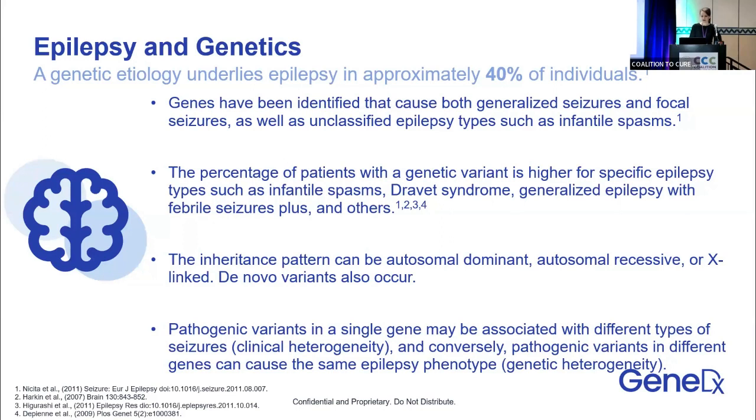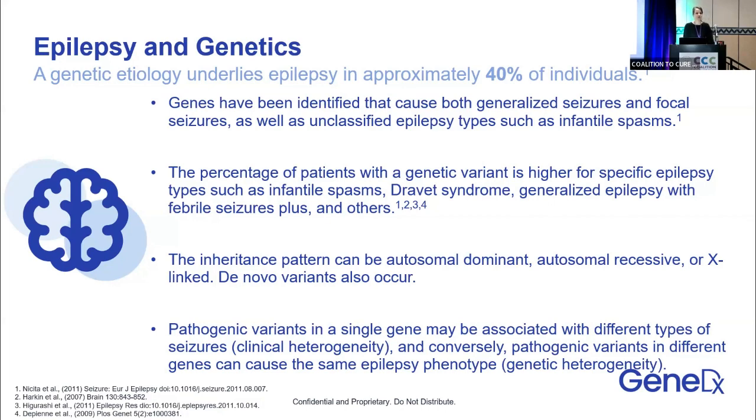Genes have been identified that cause both generalized seizures and focal seizures, as well as unclassified epilepsy, such as infantile spasms. The chance that a patient has a genetic cause for their epilepsy is higher in conditions like infantile spasms, Dravet syndrome, and generalized epilepsy. The inheritance can be dominant, recessive, or X-linked.